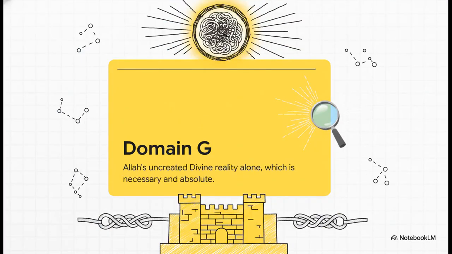Then, completely separate from all that vastness, we have domain G. This domain is defined strictly as the uncreated divine reality alone. It's necessary, 100% independent, self-sufficient, and absolute. It's absolutely crucial to grasp that domain G isn't just the top floor of domain D. It's not a place. It's fundamentally, categorically uncreated.